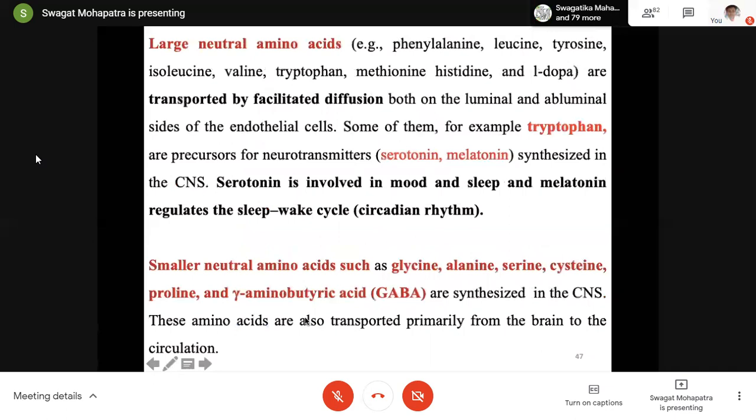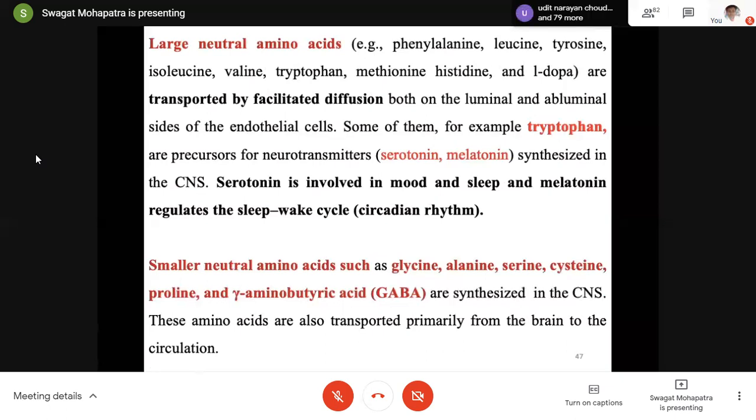Large neutral amino acids like phenylalanine, leucine, tyrosine, isoleucine, valine, tryptophan, methionine, histidine, and L-DOPA are transported by facilitated diffusion both on the luminal and abluminal sides of the endothelial cells. Some of them, for example tryptophan, are the precursors of the neurotransmitters serotonin and melatonin, which are synthesized in the CNS. Serotonin is involved in mood and sleep, and melatonin regulates the sleep-wake cycle.